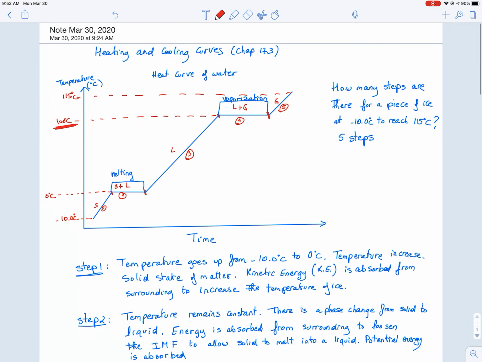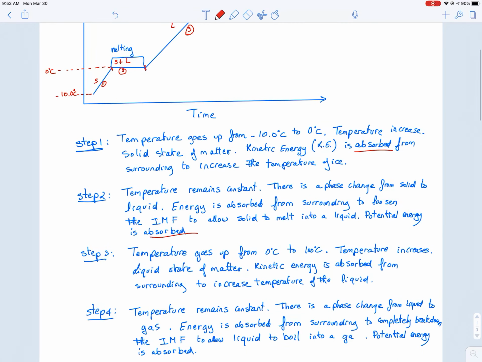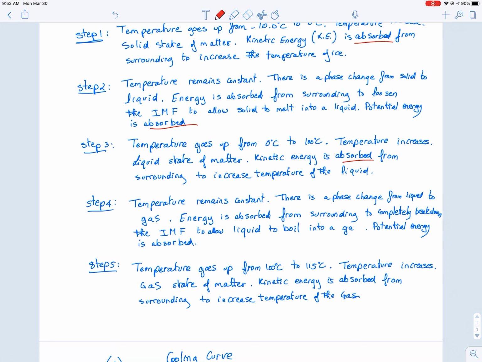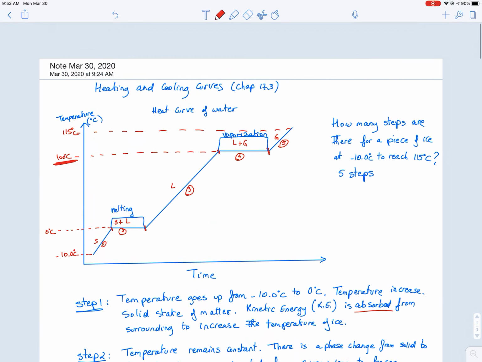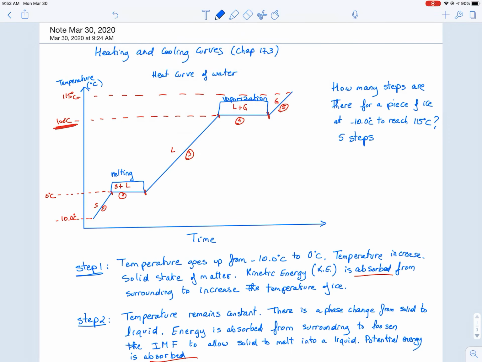If you look on this curve here, the heating curve, is heat absorbed or released? Well, we've been saying that heat is absorbed. Regardless of what step you're in, heat is always being absorbed. It could be kinetic energy, it could be potential energy, but heat is always absorbed. So when heat is absorbed, we call this an endotherm. So heat is absorbed.